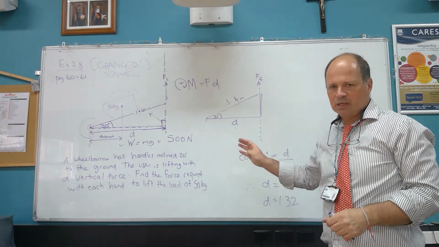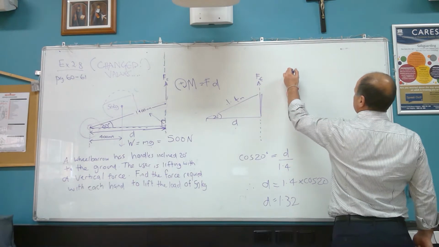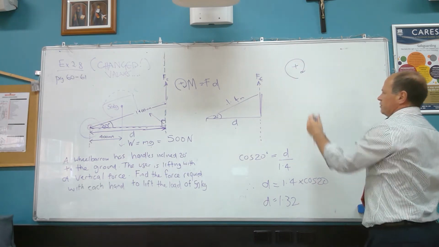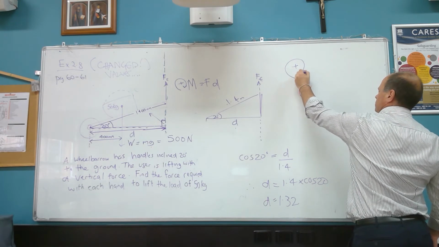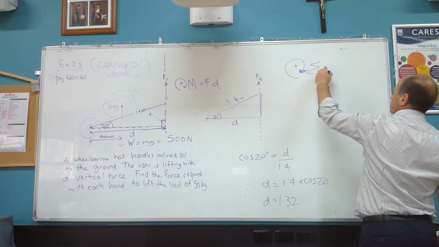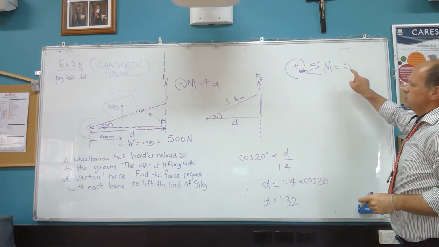So new concepts to get your head around: the concept of equilibrium. So we're going to go clockwise is positive. We're going to go sigma moments is equal to 0. In other words, the sum of moments is equal to 0.